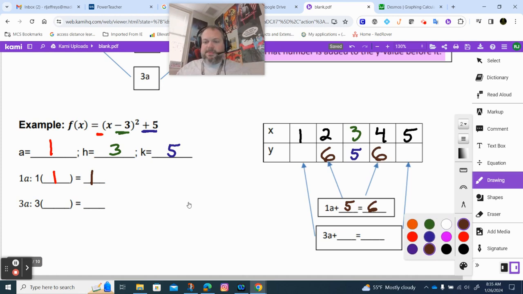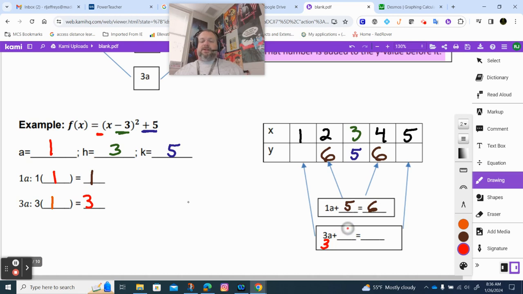Okay. And then our A is 1. So what's 3 times 1? 3. Okay. Now, we're going to add 3A to this number. All right. So this one's 3. So what's 3 plus 6? And that's it.